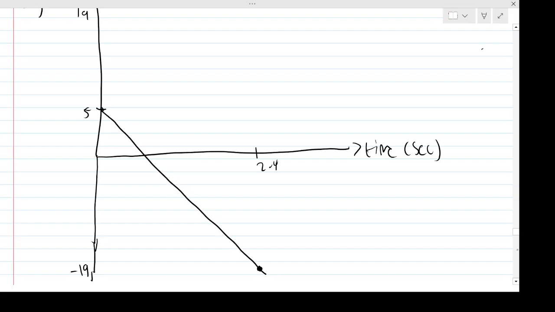Now it asks for the coordinates at the end point. So at the start, the time is 0 and the velocity is 5. Then at this end point, the time is 2.4. The velocity is minus 19.